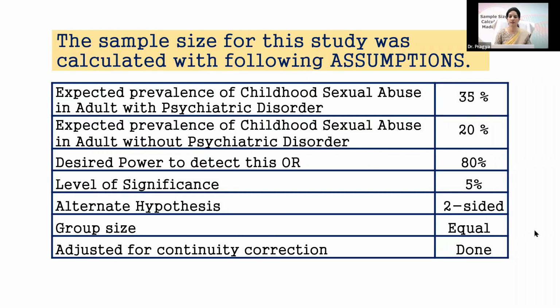So this is the one: 35%, 20%. All of you are requested to please do this and then type in the chat box how much sample size you got. The expected prevalence of childhood sexual abuse in people with psychiatric disorder is 35%, and the expected prevalence of childhood sexual abuse in adults without psychiatric disorder is 20%. Those of you who have two systems can do this. Desired power is 80% and level of significance is 5%. Group sizes are equal, and it is adjusted for continuity correction.